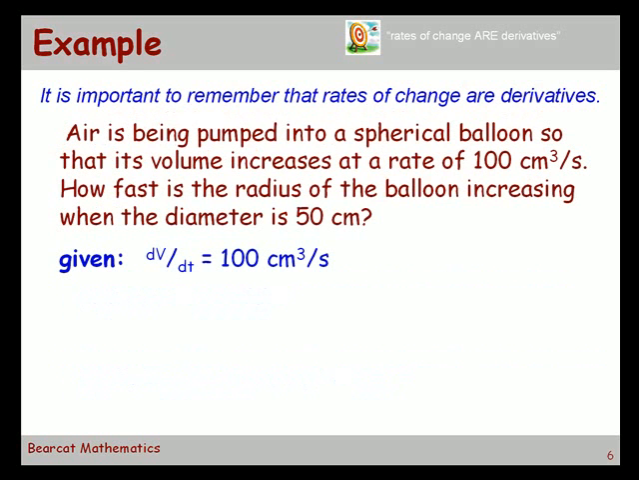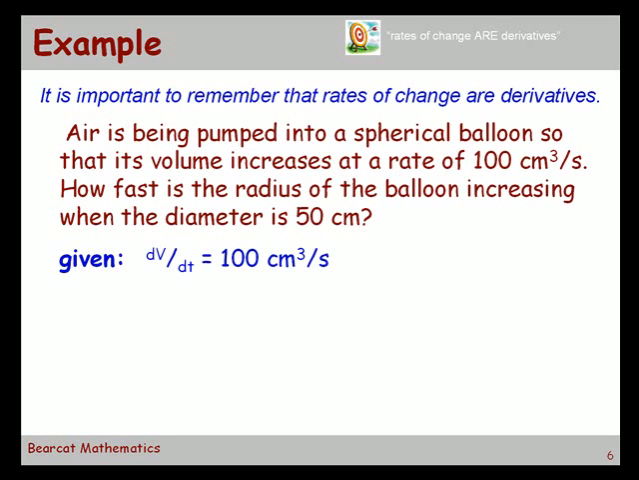and work on this. To rewrite that first given, we are given the rate of change of the volume with respect to time, dV over dt. Does that make sense? The rate of change of the volume with respect to time is 100 cubic centimeters per second. What's the cubic centimeters? That's the volume, right? The seconds is the time. So it's dV over dt.